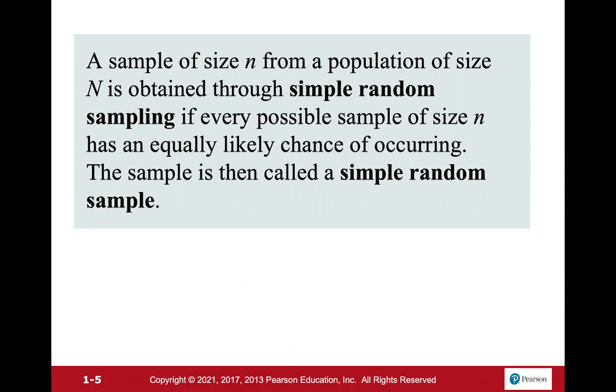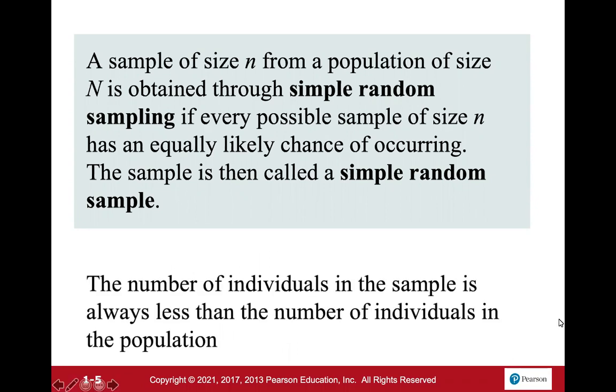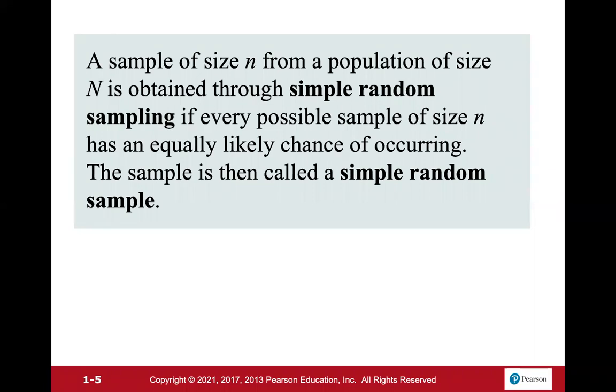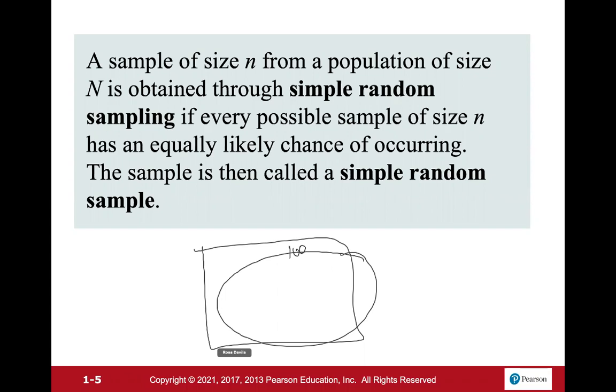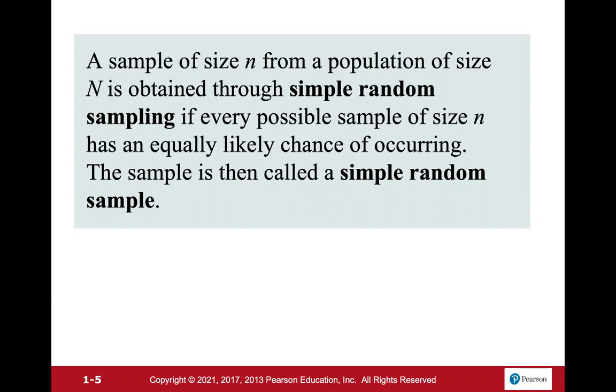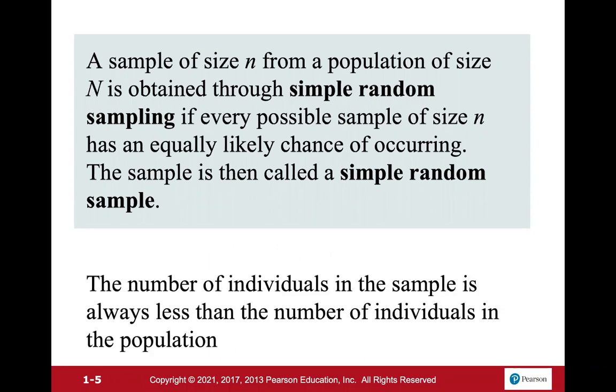Okay, so each random sample has an equally likely chance of happening. The number of individuals in the sample is always less than the number of individuals in the population. Let's make sense of that really quick. We have our entire population, say there's 100 people here. We can't grab people outside of this population and say that there's like 101 people, because we're grabbing people that are not part of the population. So they're not going to be part of the study at all. So it's always going to be less than whatever the population size is.